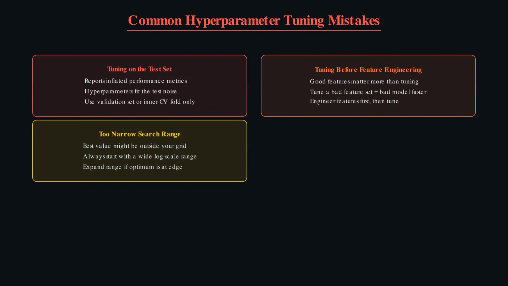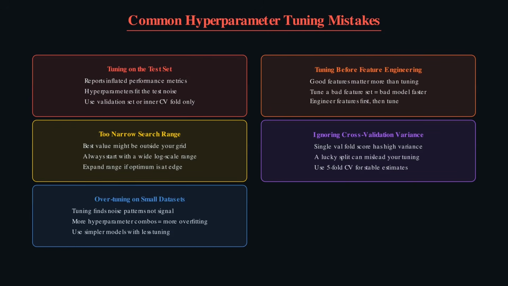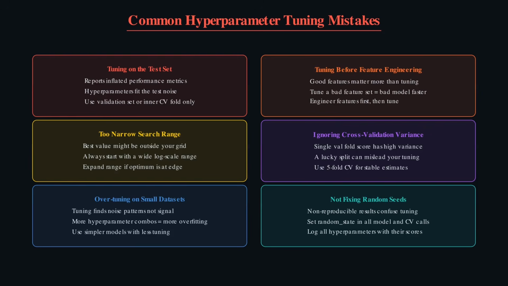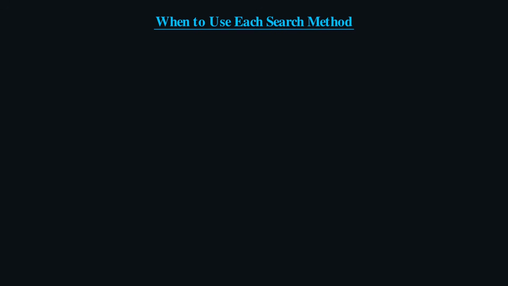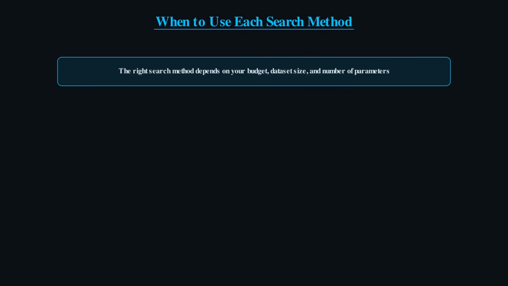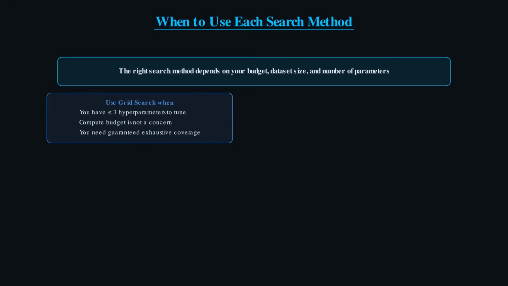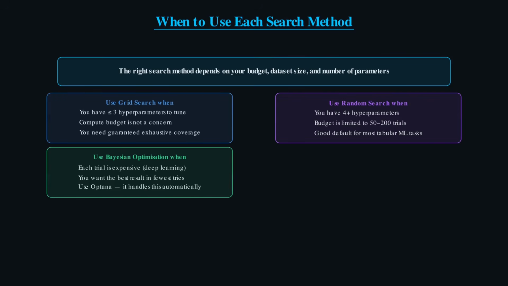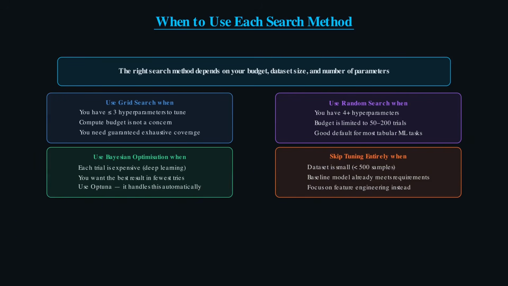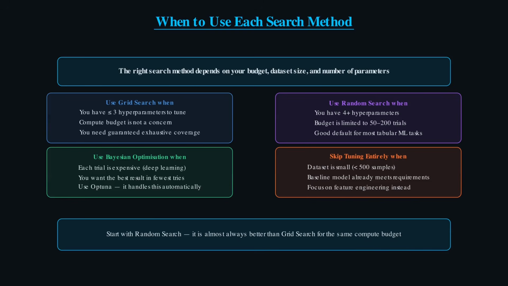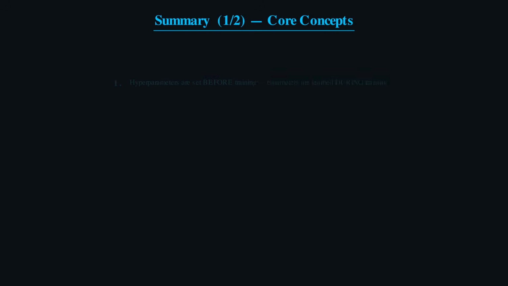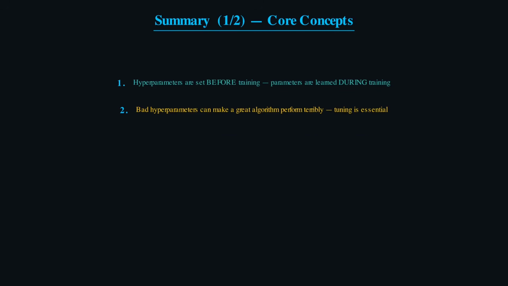The most important rule in hyperparameter tuning is one that gets broken constantly. Never tune on the test set. Every time you evaluate hyperparameter choices using the test set, you are leaking information from that set into your decisions. The test set is supposed to tell you how your final model will perform on completely unseen data. The moment you tune against it, it is no longer a fair measure of anything. Use a separate validation set or inner cross-validation folds for all tuning decisions. The test set gets touched exactly once. At the very end.